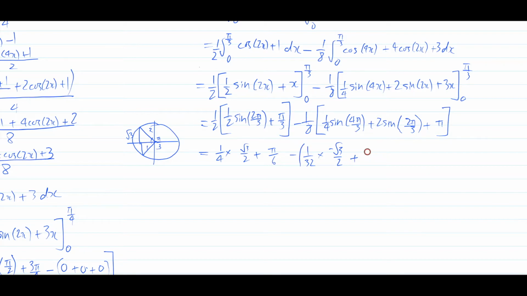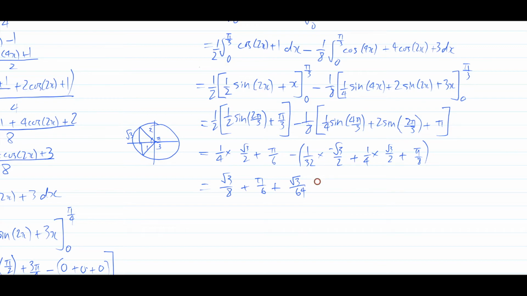Let's put a bracket. 1 on 8 times 2, that's 1 on 4, times sine 2 pi on 3, we know that is root 3 on 2 from here. And then of course 1 on 8 times pi is just pi on 8 with the bracket so that we don't get confused with the sign. Okay, 1 on 4 times root 3 on 2, that is root 3 on 8 plus pi on 6, and then it's minus 1 on 32 times negative root 3 on 2, that is root 3 on 64, but with a negative, so it's a positive root 3 on 64.